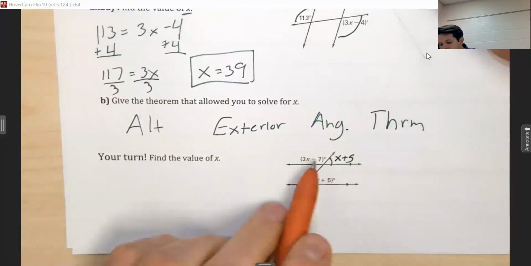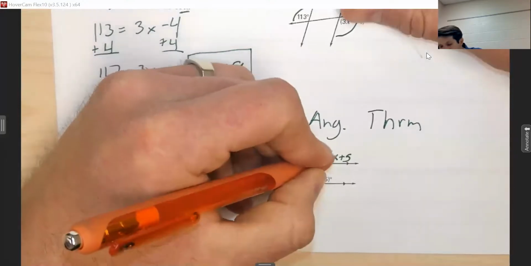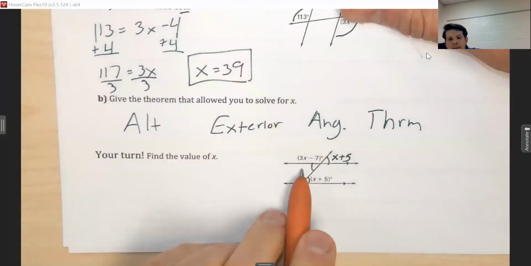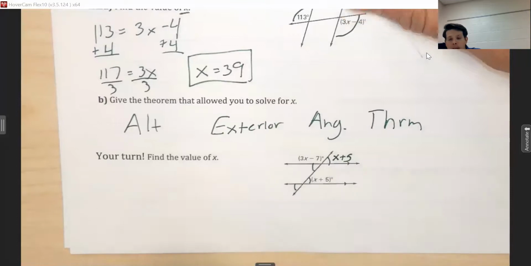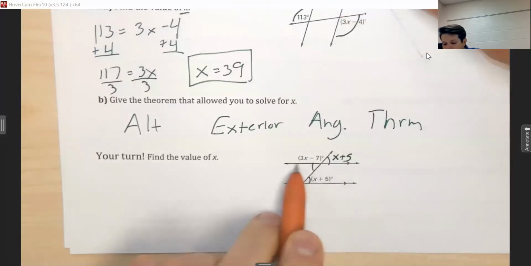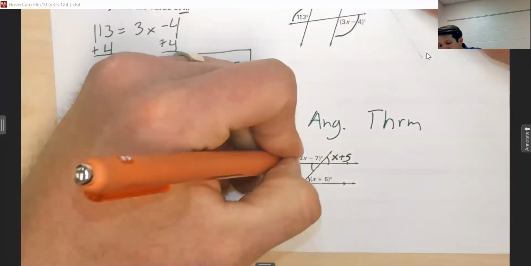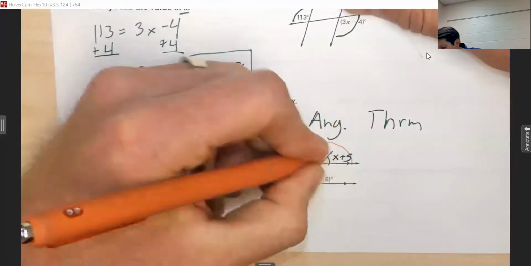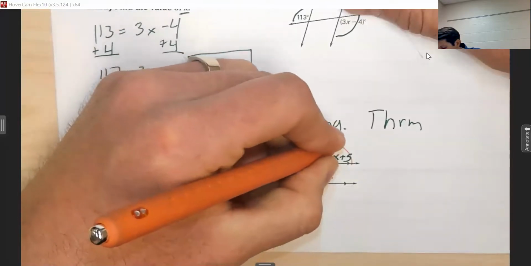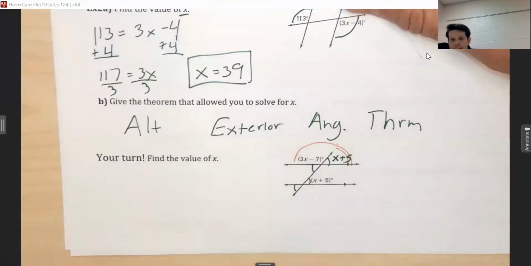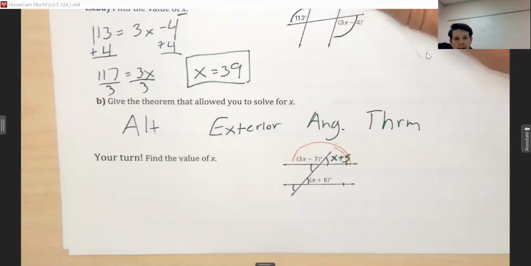Now, this is going to be a great place for us to be because this new location for x plus 5 and 3x minus 7, they're right next door. And they're lying together next door on this nice straight line. They are forming a linear pair. These two angles, if added together, are going to give us 180.